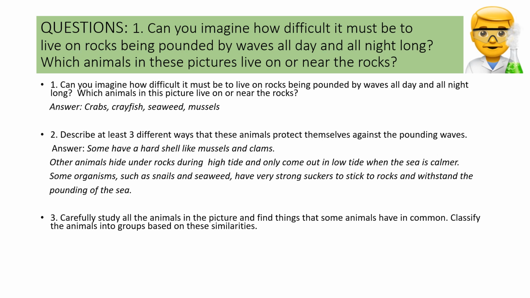Number 2, describe at least 3 different ways that these animals protect themselves against the pounding waves. Answer: some have a hard shell like a mussel and clams. Other animals hide under rocks during high tide and only come out in low tide when the sea is calmer. Some organisms, such as snails and seaweed, have very strong suckers and stick to rocks and withstand the pounding of the sea.